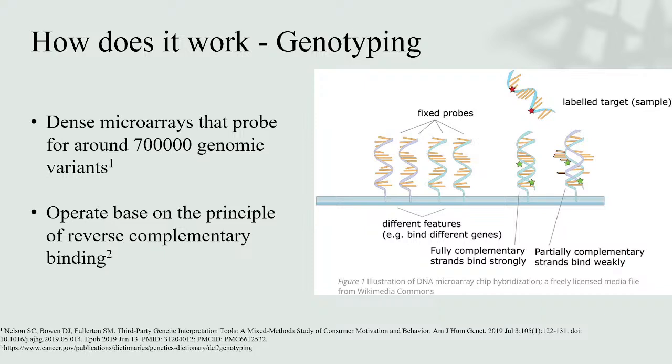Now let's assume that each site has two possible outcomes, only two. Then the total combination that we have is 2 to the power of 700,000. This is larger than the number of atoms in the universe. So we can be assured that the chance of two people having the exact same heat map from these probes is virtually zero. Each person would have a unique heat map. It operates simply based on the principle of reverse complementary binding. We're all familiar with that.